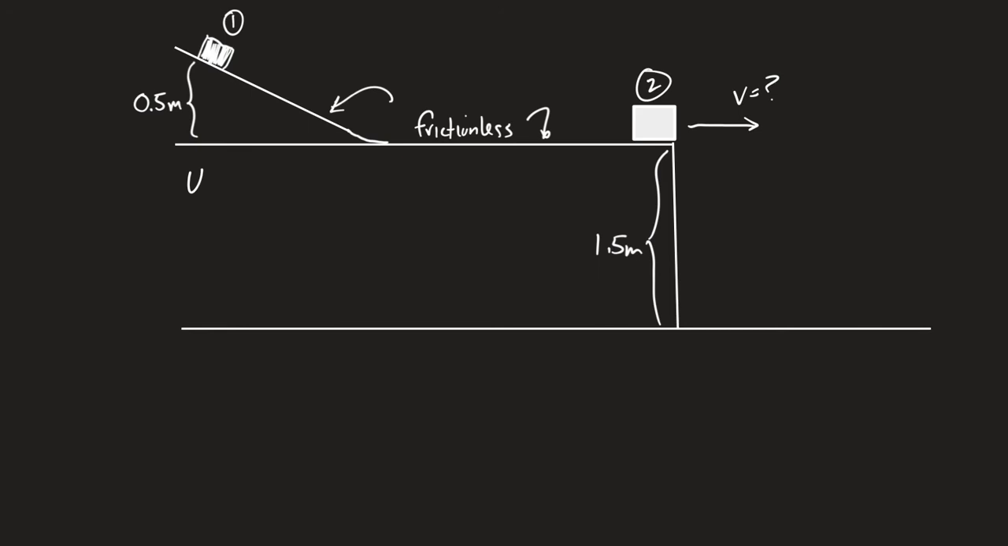Let's start by talking about state one. Is the object pressed up against a spring? No. Is the object above the reference level? All right. What's the reference level? How many of you think it's a table? How many of you think it's the floor?